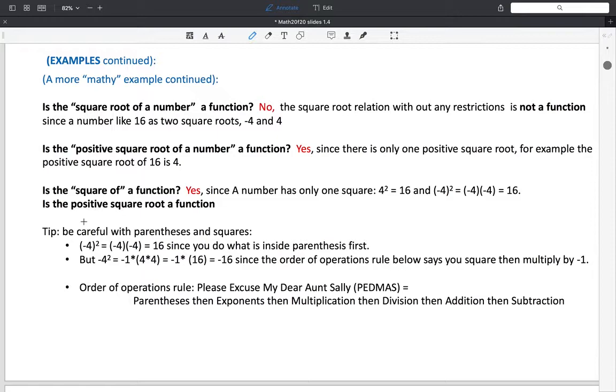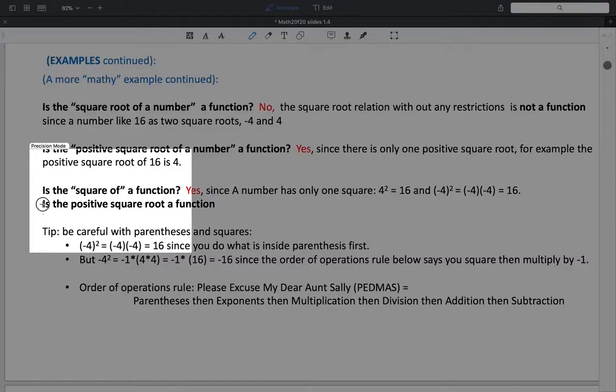Square roots are either negative or positive, so there's one positive. The positive square root of 16 is 4. How about the square of a function? A number is equal to 4 times itself, and that can only have one answer. So squares are also functions. This is a typo, so we're just going to cross that out. Sorry about that.